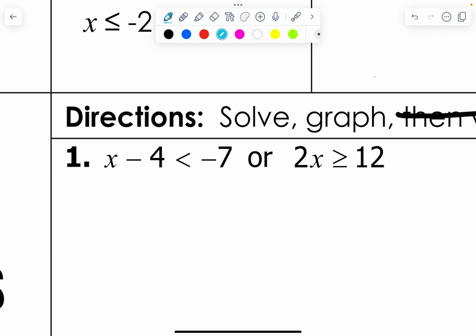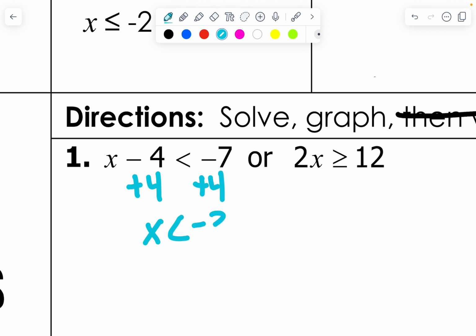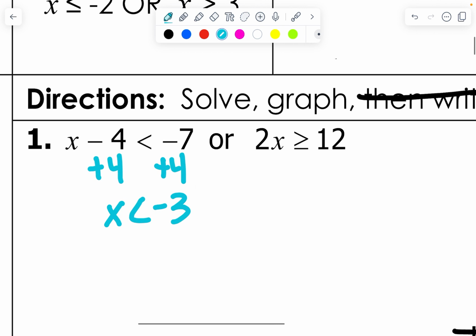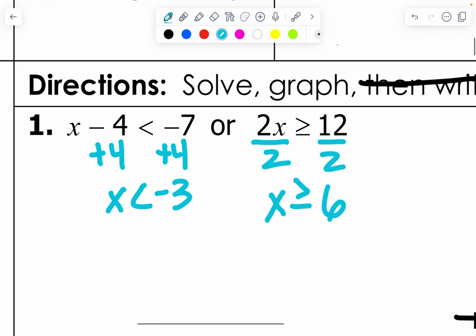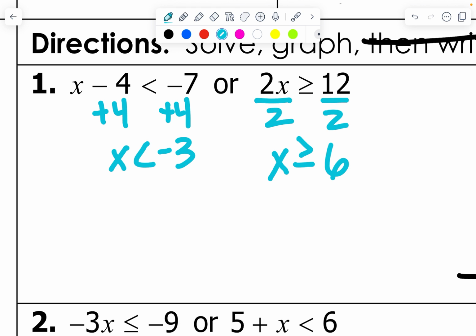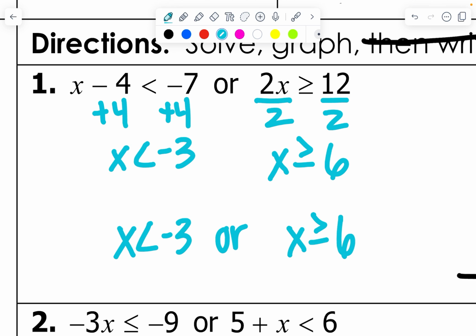So on the left, I'm going to have adding 4 to both sides as my first step. That's going to leave me with x is less than -3. Over here, I have 2x is greater than or equal to 12. My first step is to divide both sides by 2, which leaves me with x is greater than or equal to 6. So when you're writing your solution, if you're not using interval notation, which we are not, you would just use the word or. So you would write something like x is less than -3 or x is greater than or equal to 6.